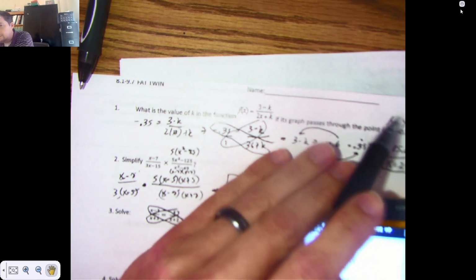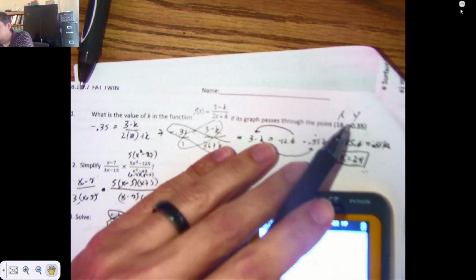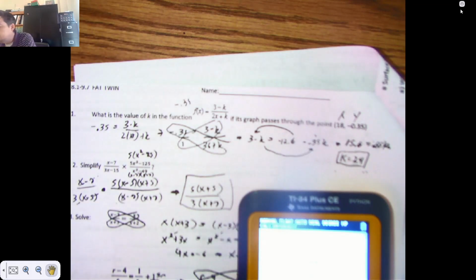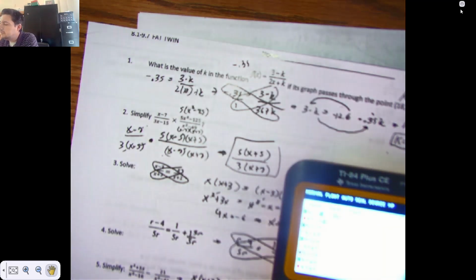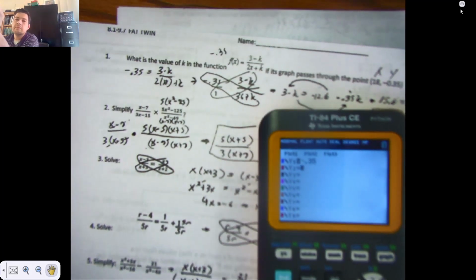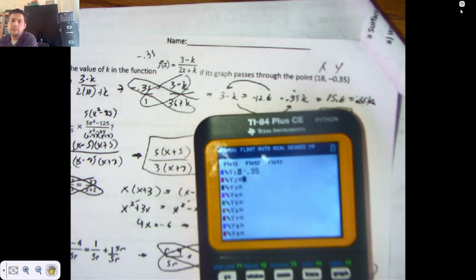So hopefully you caught on that this is X and this is Y. And you're literally putting a negative 0.35 over here on the left-hand side. So I'm going to go to Y equals, and I'm going to put a negative 0.35 there into Y1. In Y2, what I'm going to do is plug that X value in. Turn that contrast down for you and zoom in. And the X value is 18.